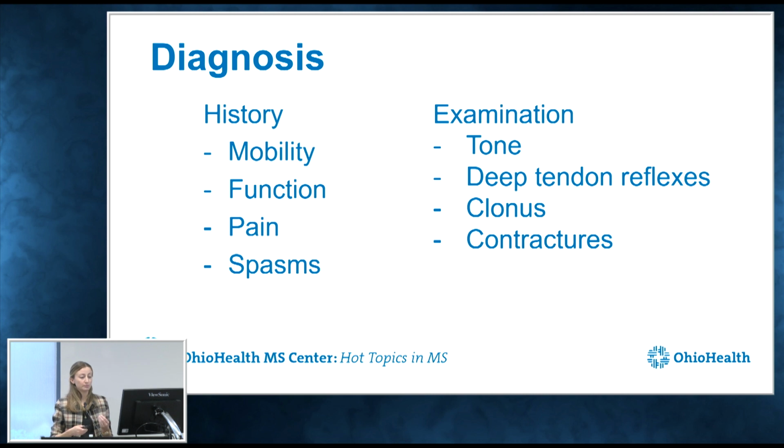So tone, meaning the resistance to us moving that joint and muscle. Looking at the deep tendon reflexes, so when we tap on your knee and it's really jumpy, that tells us you might have damage to brain or spinal cord and is usually associated with spasticity. Clonus is a repetitive movement of a joint, so at the wrist like this, and that can also happen at the ankle and tells us that the muscles are spastic. And then in late stages, you can get contractures, where the muscle becomes tight and shortened and actually can stay in that position if we don't do a good job of treating it.